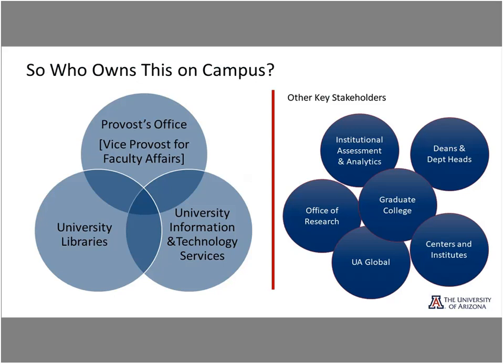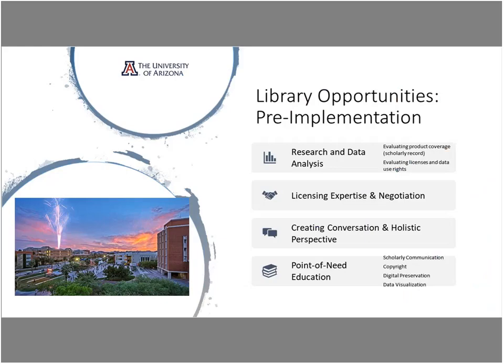So our provost office was a primary lead in this, the University Libraries as a co-owner, as well as our information technology and services, but there were a number of other key stakeholders. Institutional assessment and analytics, the deans and department heads, Office of Research, our UA Global, centers and institutes. We had a wide-ranging number of stakeholders.